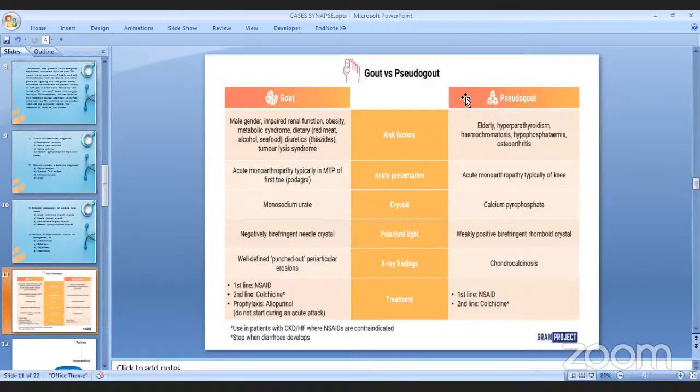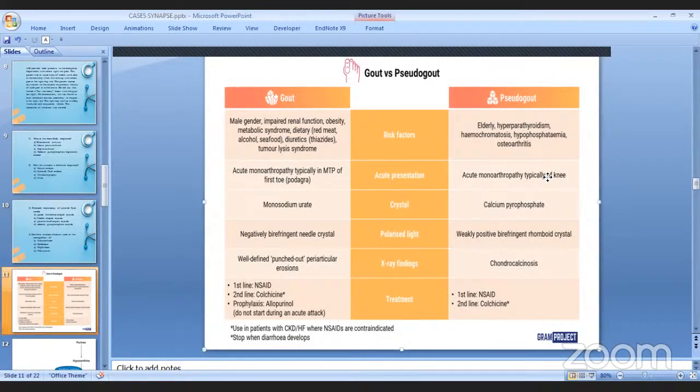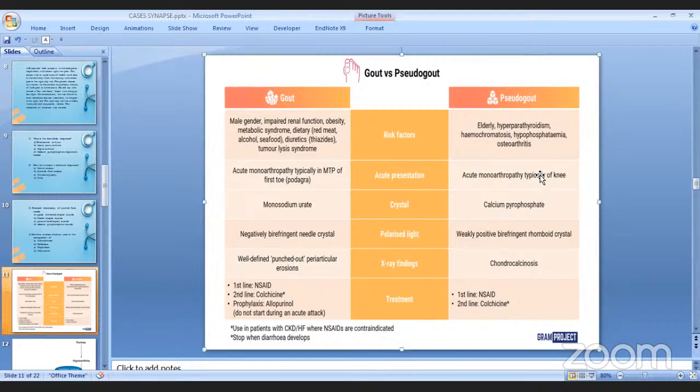भनेको त्यो के छ त भन्दा pseudo gout छ है. यसमा चाहिँ के हुन्छ त difference भन्दाखेरि, obviously gout को यो चाहिँ site भयो as I told you earlier है. First metatarsophalangeal joint is the site for gout whereas pseudo gout मा चाहिँ most of the times it's knee, right? Both of which are acute monoarthropathy. Okay, it occurs acutely most of the time, right? And a monoarthropathy means it affects only one joint, right?